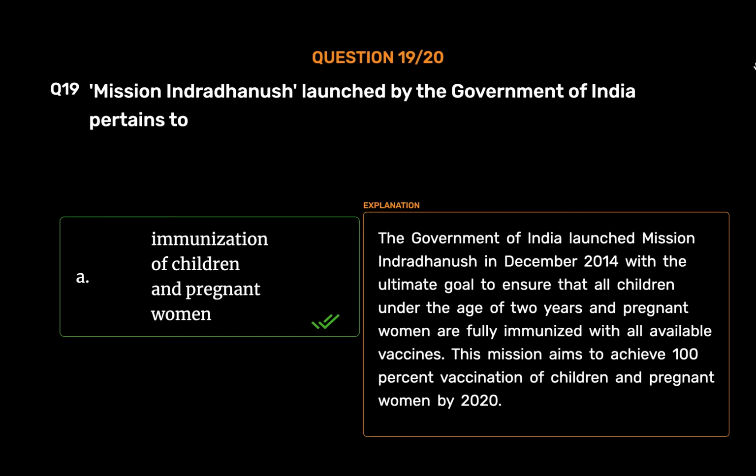The Government of India launched Mission Indradhanush in December 2014 with the ultimate goal to ensure that all children under the age of 2 years and pregnant women are fully immunized with all available vaccines. This mission aims to achieve 100% vaccination of children and pregnant women by 2020.